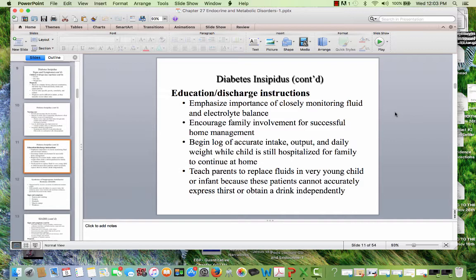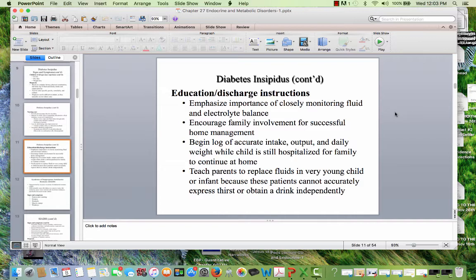Especially in regards to sodium, what would you see? Encourage family involvement for successful home management. Compliance is really big, giving the medication in a timely manner. You also want to teach about emergency care, which involves teaching the parents about the signs and symptoms of dehydration and the need to take the child to the hospital for fluid replacement. Think of some of those common things if a child is dehydrated. You would see changes in level of consciousness. They would tend to have poor feeding and be a little more listless. That's more of a severe, later stage.